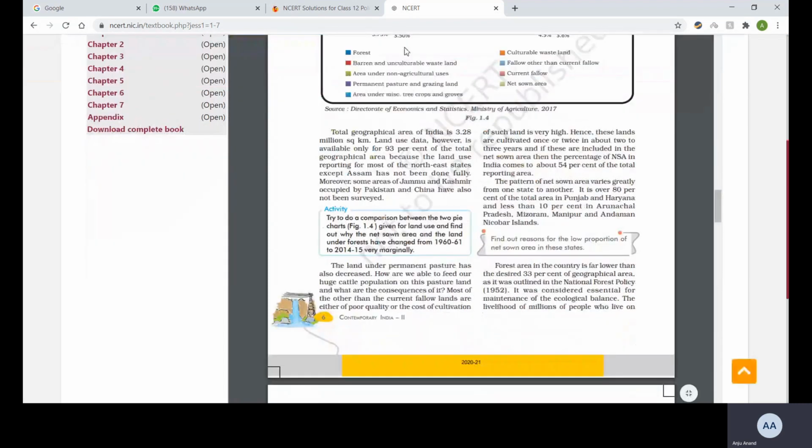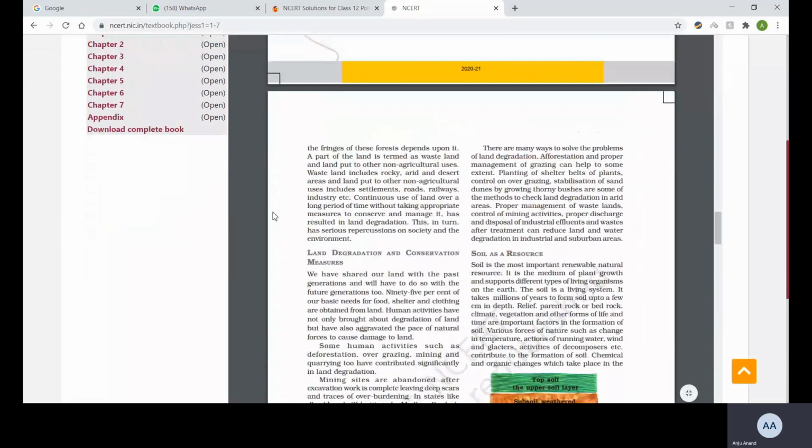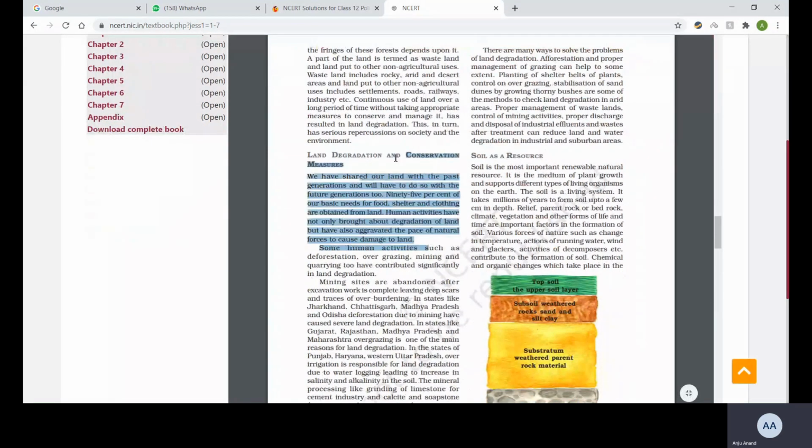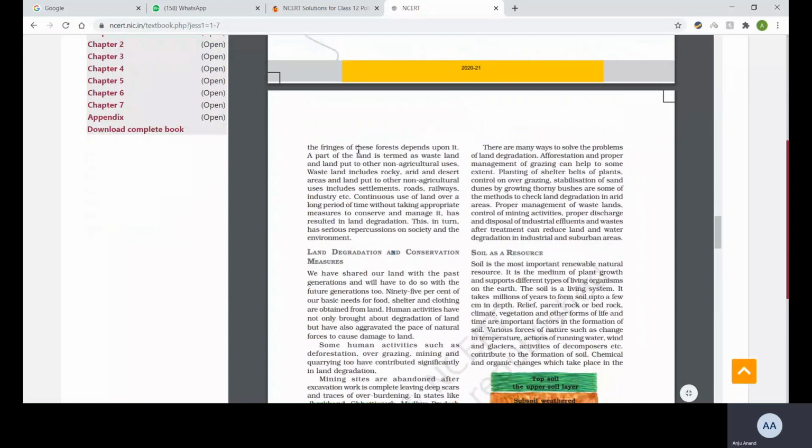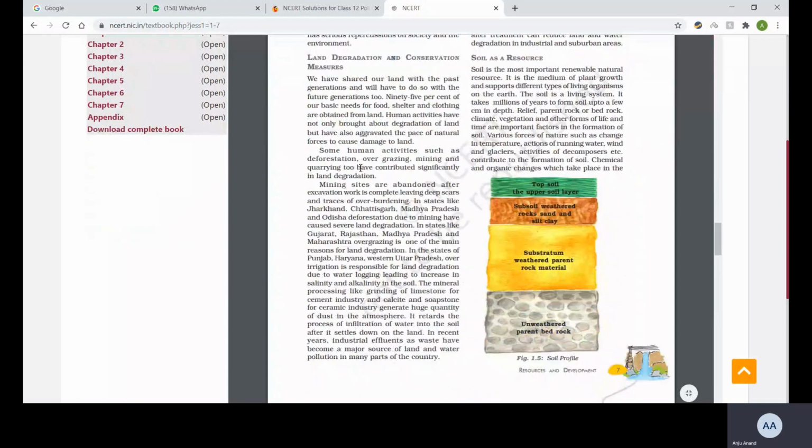Then land degradation and conservation measures. In this, if you are asked to write down the reasons for land degradation, you can mention all these reasons under a heading in bold. First could be deforestation. Then you can mention a few states like Jharkhand, Chhattisgarh, Madhya Pradesh. The land degradation is due to the deforestation. Then in states like Gujarat, Rajasthan, Madhya Pradesh, this is due to overgrazing.